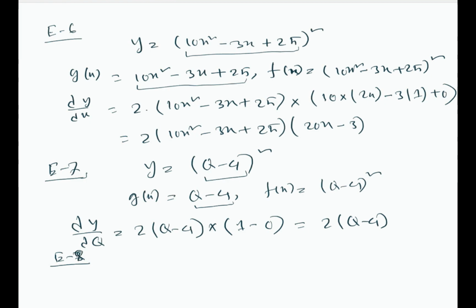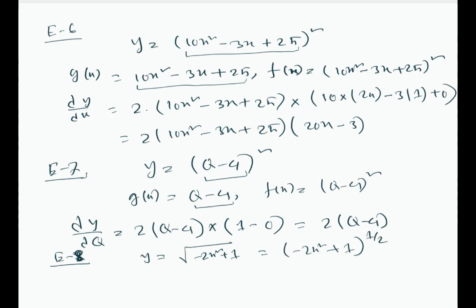Okay, sorry, this is 8. So our function for question 8 is square root of minus 2x squared plus 1. Okay, and we can write it in a different way, minus 2x squared plus 1 all to the power half, right?